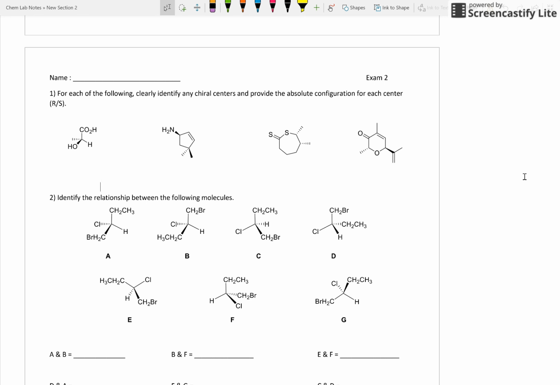Hey everyone, I wanted to go through how to work through the exam. I'm going to try and go through this as efficiently as possible, but you should be able to pause and follow along. So let's take a look at the first page here. We've got a question that's asking us about the absolute configuration for each center, right? So basically just asking us for the R versus the S.